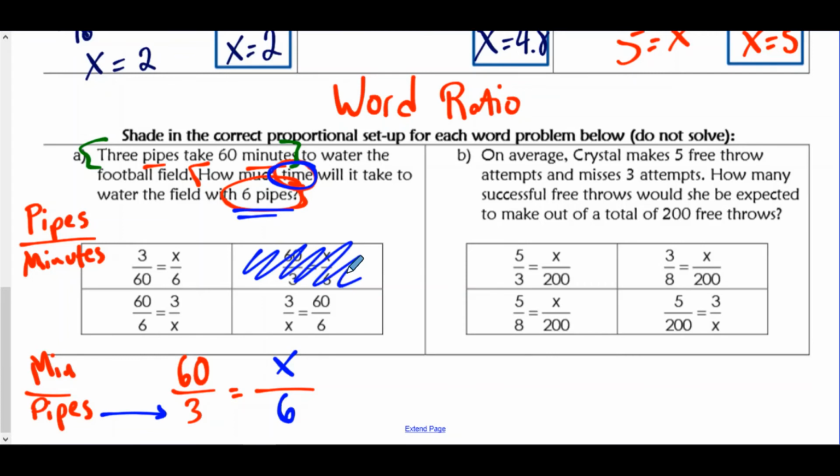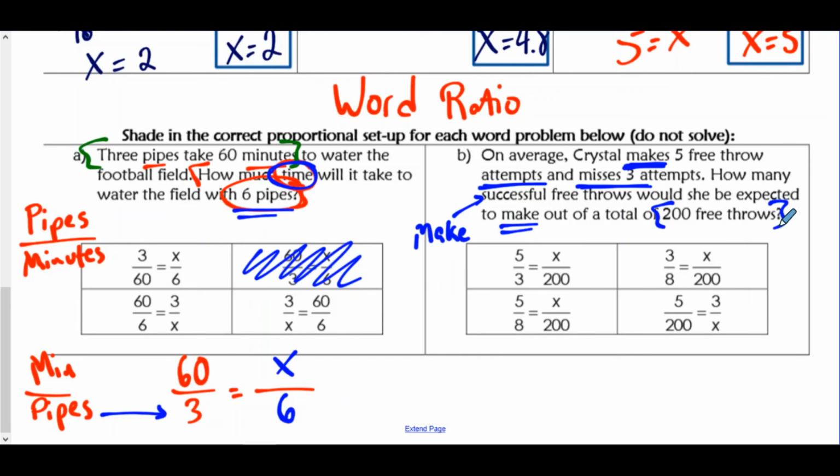The second one, on average, Crystal makes 5 free throw attempts, and misses, she makes, that's important. She's making 5 free throw attempts, and she's missing 3. So in that word ratio, I'm talking about making versus missing. How many successful free throws? So this is actually also talking about how many would she expect to make? Would she expect to make out of a total of 200 free throws?